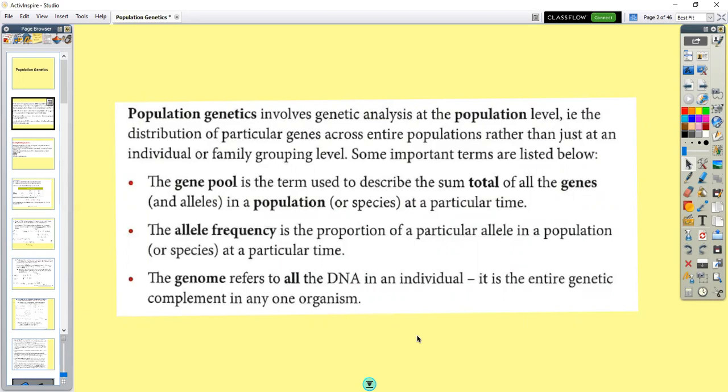The gene pool is the sum total of all the genes in that particular population or of that particular species. The allele frequency is the proportion of a particular allele at a particular time, and the genome refers to all of the DNA of an individual, so of one species.